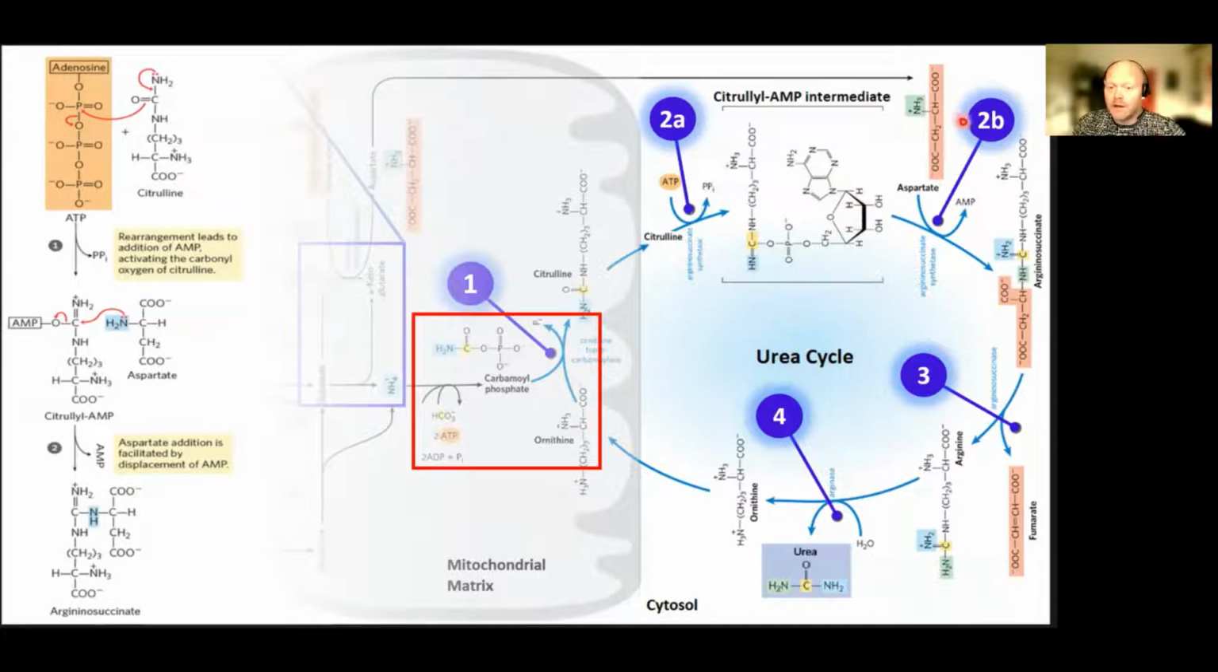So this intermediate in step 2B is subject to aspartate that comes in from the transamination that happened in the mitochondria. Remember that we would return to this, and here it is, coming in like this. And this aspartate displaces the AMP, and the resulting substance is called argininosuccinate here.